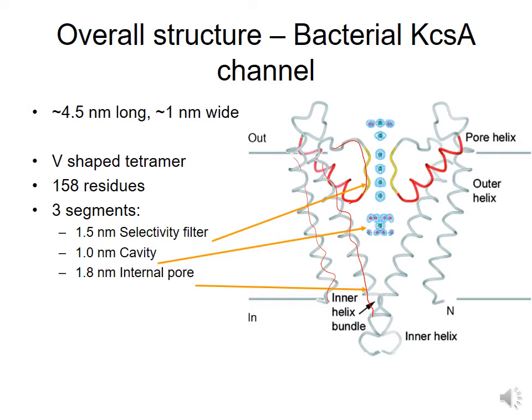Overall, this potassium channel is 45 angstroms long, 1 nanometer wide, and in this configuration has a V-shaped structure. What is very apparent in this figure is that the selectivity filter, or the P region, is very narrow, about 15 angstroms, and preceding the selectivity filter there is this very large cavity.